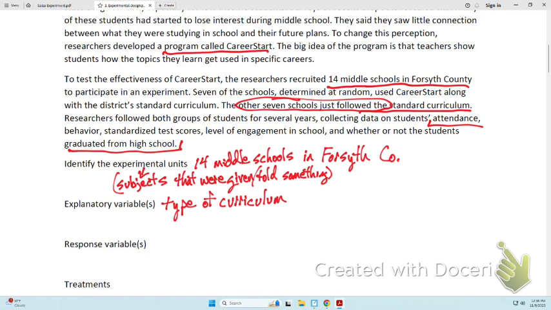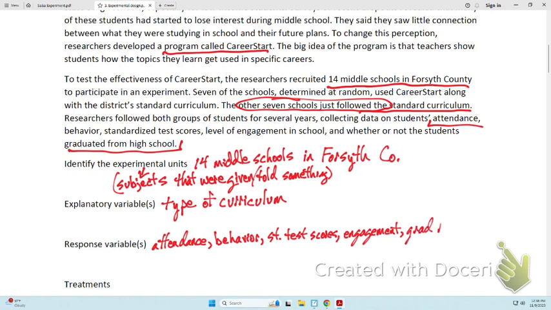Response variable, this is what was written down after the study. So this is a bunch of things. It was attendance, behavior, standardized test scores, engagement, and whether they graduated from high school.